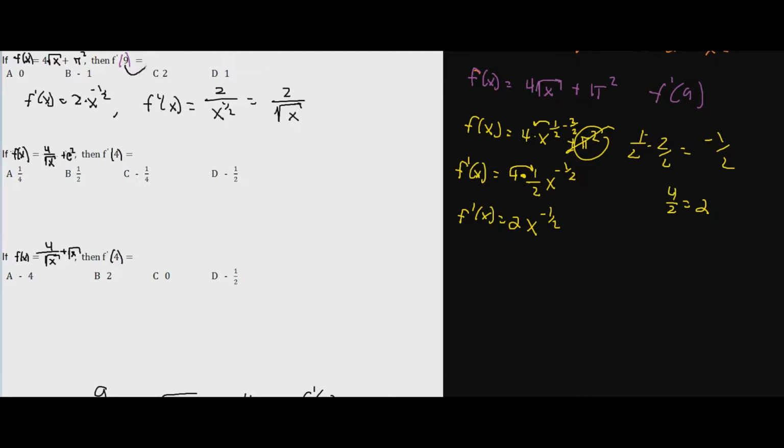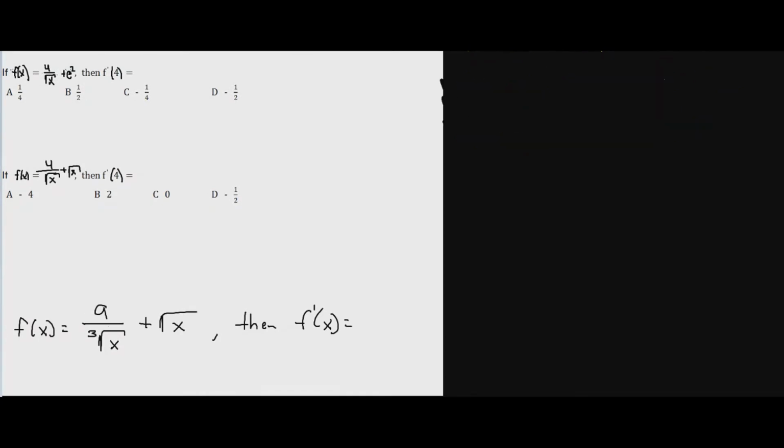Plug in 9 now, and we get 2 over the square root of 9, which is 2 over 3, okay? Again, looks like I made a mistake. Just put 2 over 3, boom, we'll call it C, all right? So let's go ahead and just continue on. We'll get some more practice until we just feel a little bit more confident.